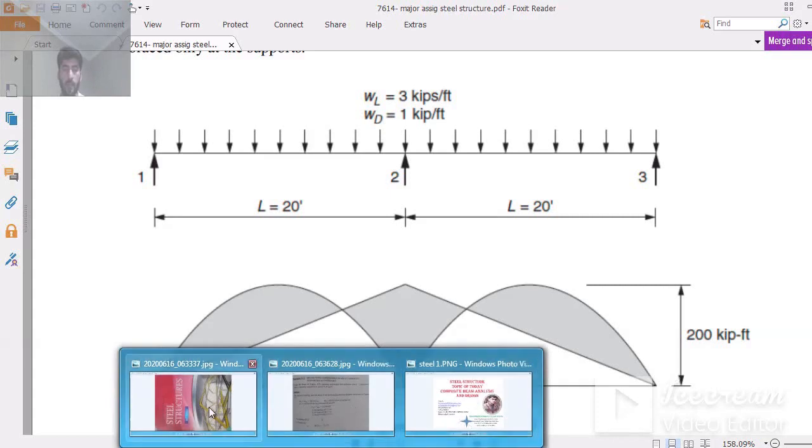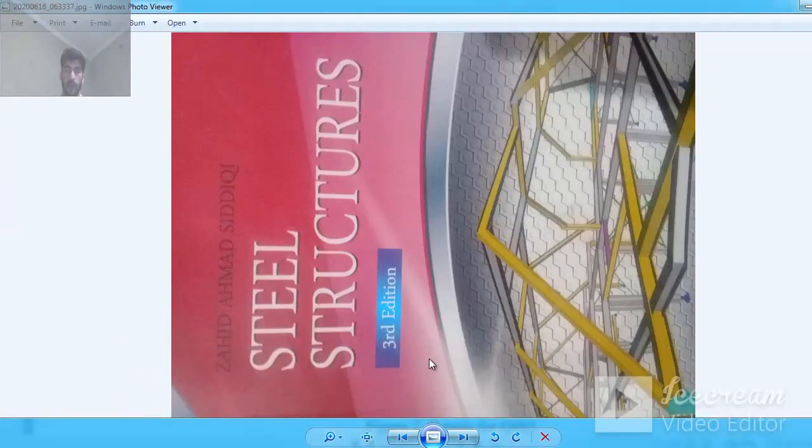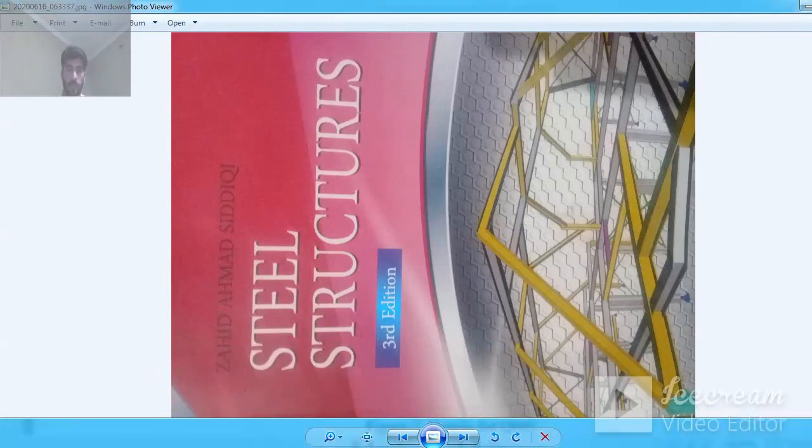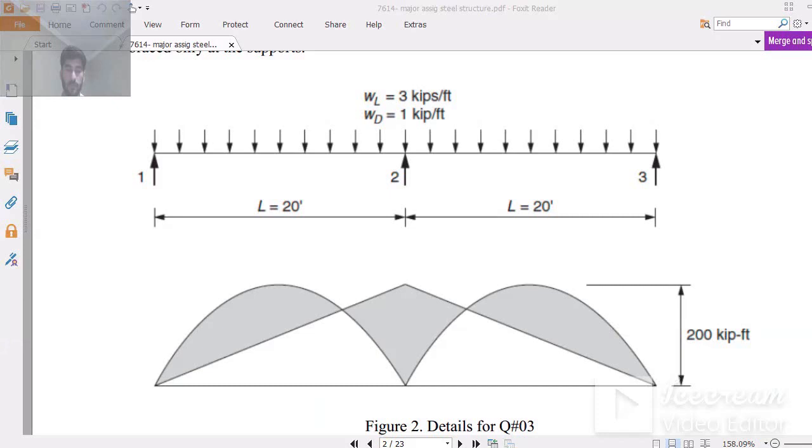Here I am going to explain another example, because the calculation of this CB value is a little bit tricky and complicated. Most of the students are confused about how we can calculate it. In this example, we calculate the CB value for this span, portions 1-2 and 2-3.